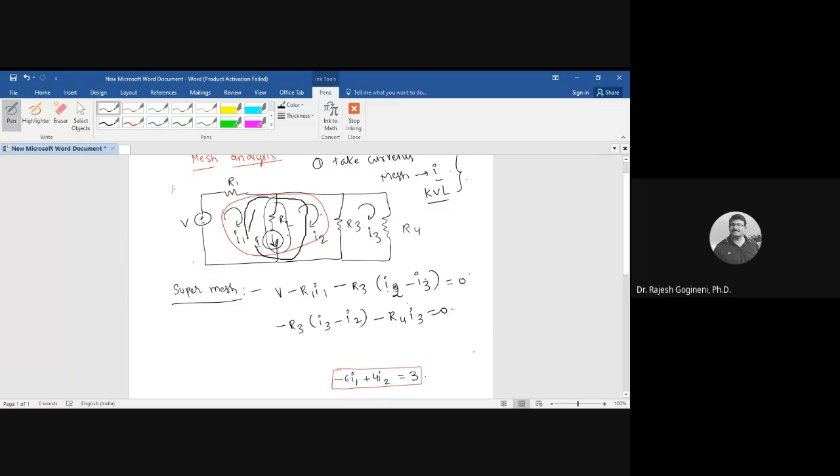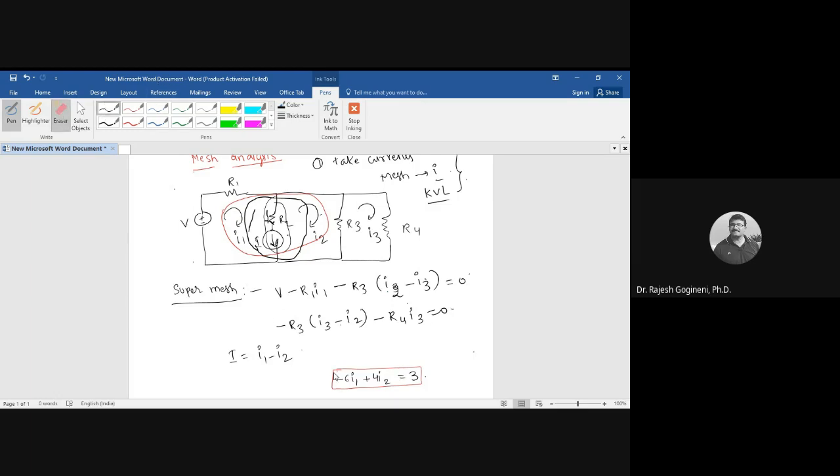So we neglected one branch where a current source is present. What is the value of I here, the current source value? What is the current flowing through R2? If you take this one, it is I1 minus I2. So I is equal to I1 minus I2, because it is flowing in the direction of I1.